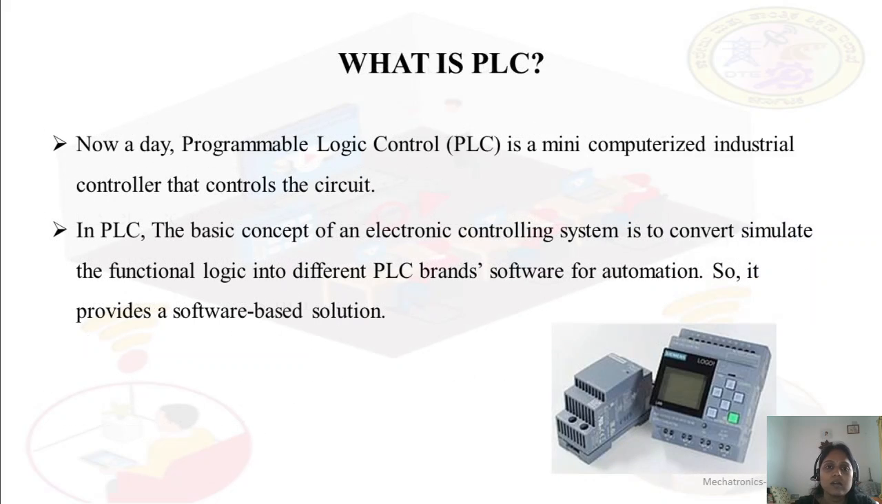Next we will see what a PLC is. We have already learned what a PLC is. It is a device which is used to control industrial automation. It is just like a mini computer, a mini computerized industrial control that controls the circuit. In a PLC, the basic concept of an electronic controlling system is to simulate the functional logic in different PLC brand software for automation. So, it provides a software-based solution.